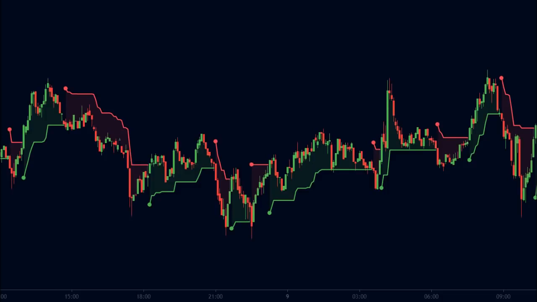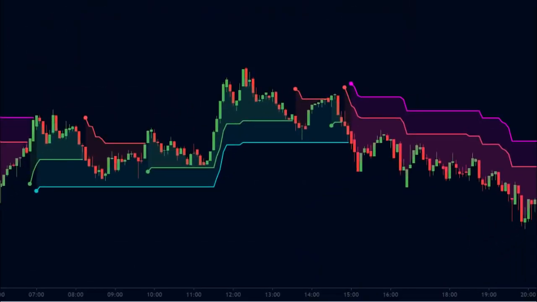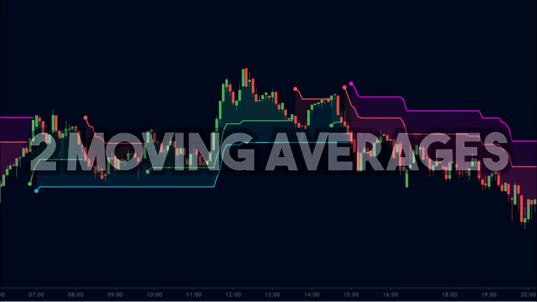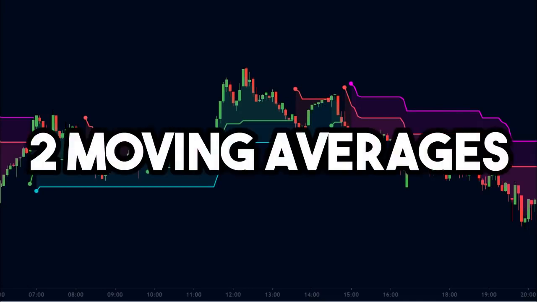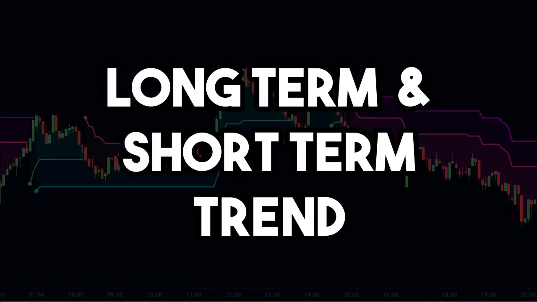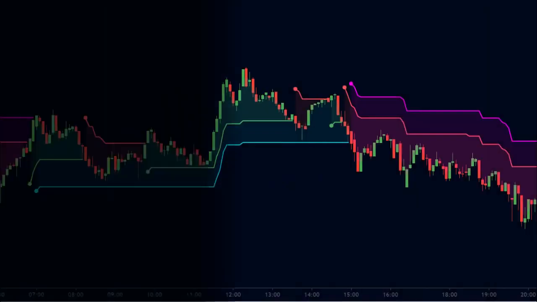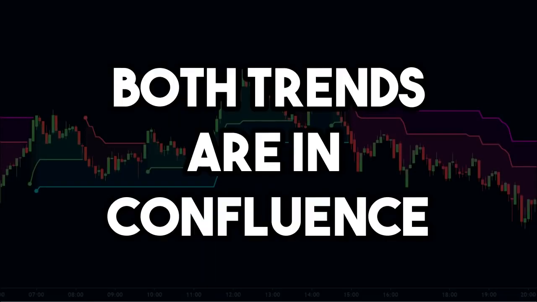This is where our strategy comes into the picture. In this strategy, we will use two supertrends instead of one. When we are trading a trending market, we often use two or more moving averages to identify different trends. Similarly, we will use two supertrends to identify different trends. Our goal is to identify the long-term and short-term trend of the market. And we will only trade when both the trends are in confluence.